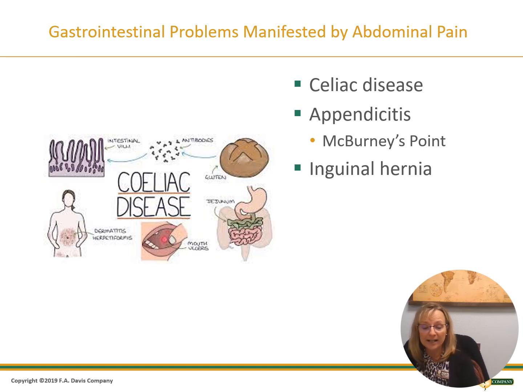If you're not worried about an incarcerated or strangulated hernia, you can ask them to cough or bear down, which is going to make that hernia get bigger. You can typically reduce a hernia on examination. And they can also do what's called transillumination to rule out a hydrocele versus a hernia.